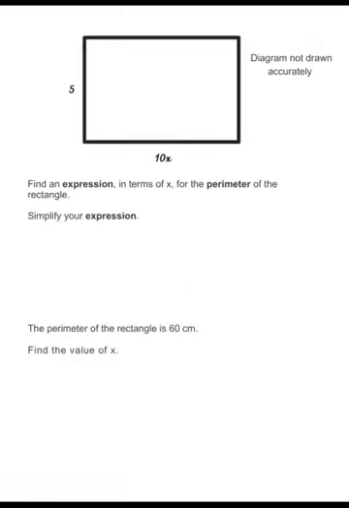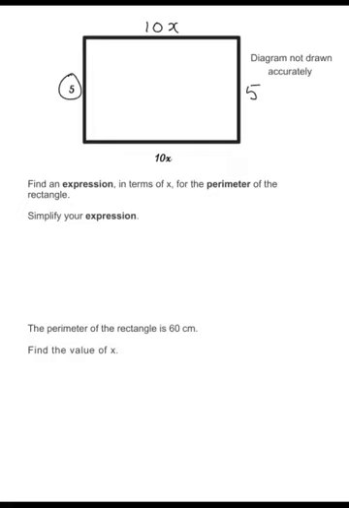So this next question is a rectangle this time. It says find an expression in terms of x for the perimeter of the rectangle. Simplify your expression. It's the same really as the last question. What we need to do is just find the rest of our sides. We know that this one here is 5, and we know that this one here is 10x because it's the same as the opposite side there. And it's exactly the same as the last one, we add all our sides up.